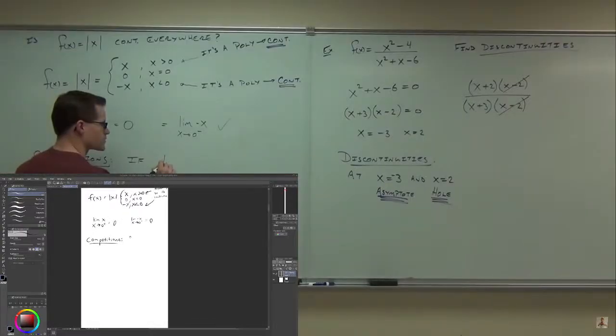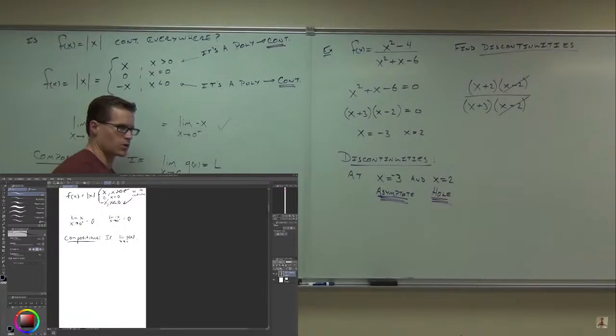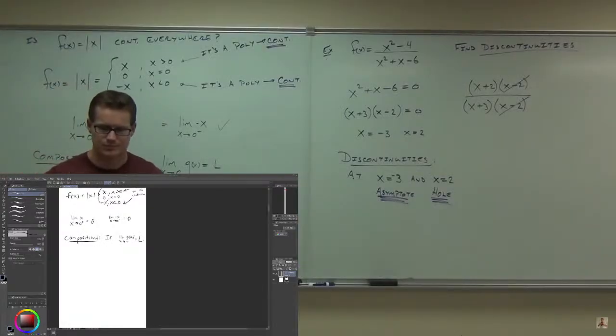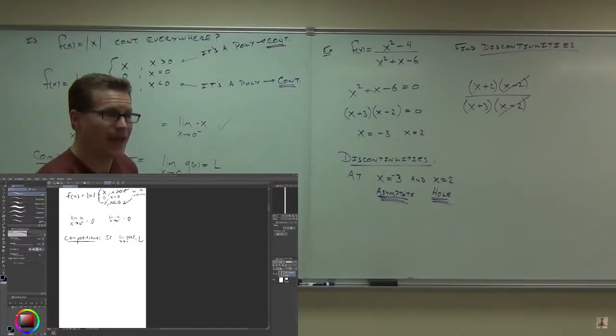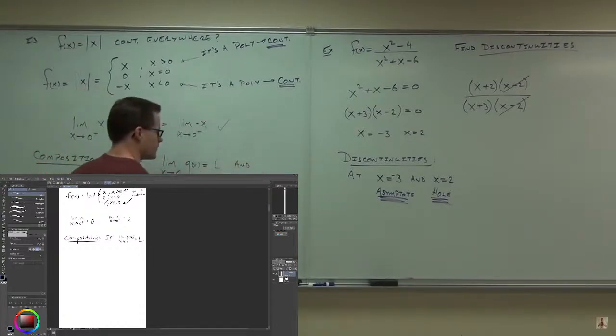Let's say that there's a certain function g that as x approaches some number, we'll call it c, the limit definitely exists, and we'll call it L. And let's also say there's another function f, and it's continuous at L.